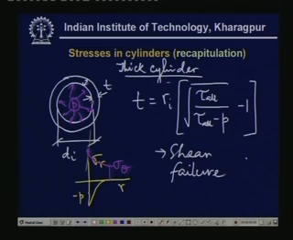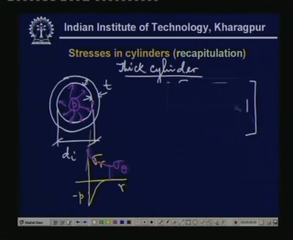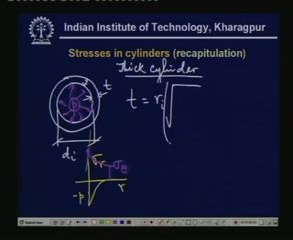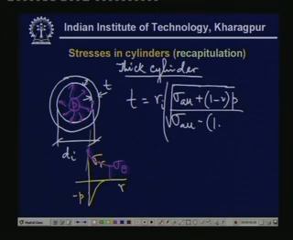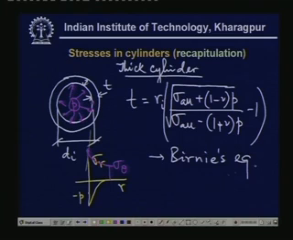If the material is ductile, then of course this maximum stress criterion cannot be used, and we will have to use what is known as Bernoulli's equations, which I am going to write down. We have discussed this in the last class. See here, for the ductile material, T is Ri times under root sigma allowable plus 1 minus nu times P, where nu is the Poisson's ratio, divided by sigma allowable minus 1 plus nu times P, minus 1. So, this is the thickness, and this comes from Bernoulli's equation, and this is valid for ductile material and open-ended cylinder.